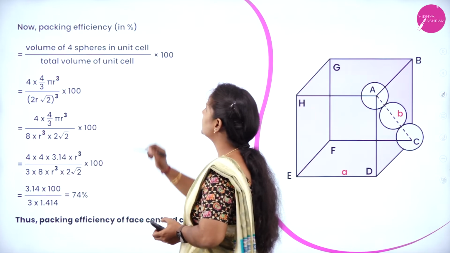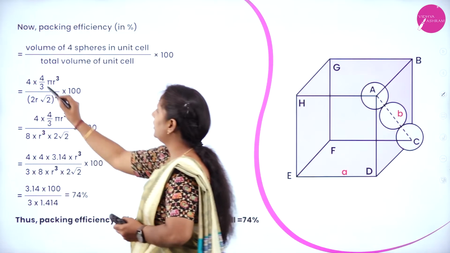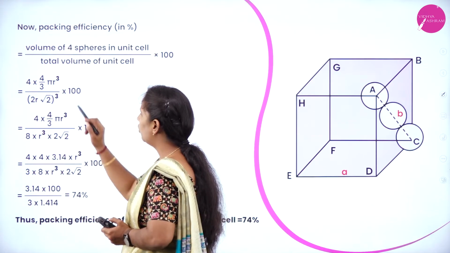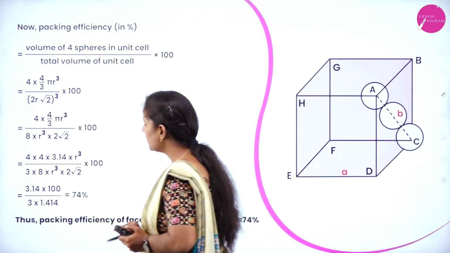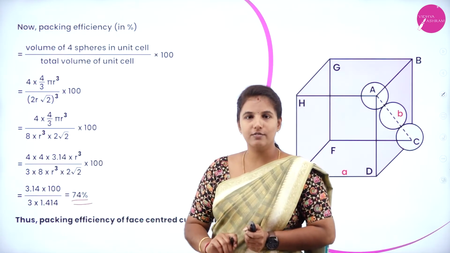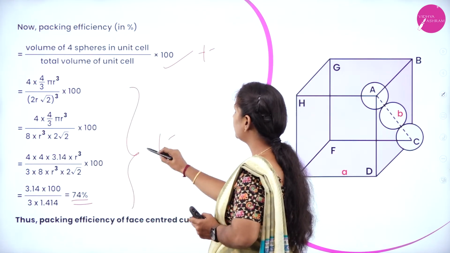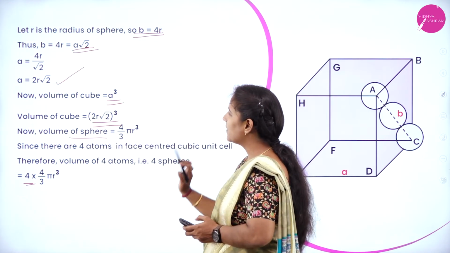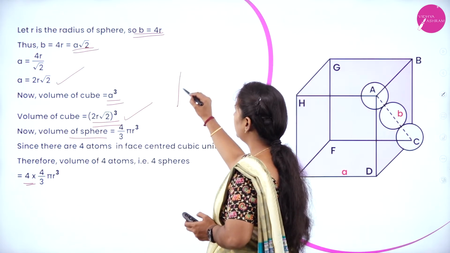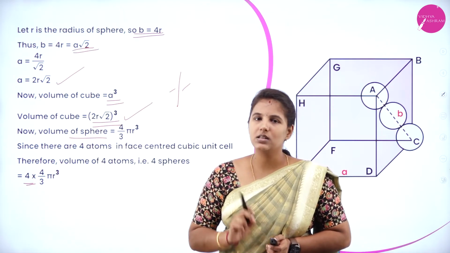So, the volume of 4 spheres in a cubic unit cell divided by the total volume of the unit cell into 100. So, 4 into 4 by 3 pi r cube divided by 2r into square root of 2 whole cube into 100. If you simplify this and write the percentage, that is 74. Remember, for writing the formula you get 1 mark, writing the substitution gets 1 mark, and writing the values of a cube. Up to here with the diagram, you will get 1 mark. So, totally you will get 3 marks by writing this derivation.